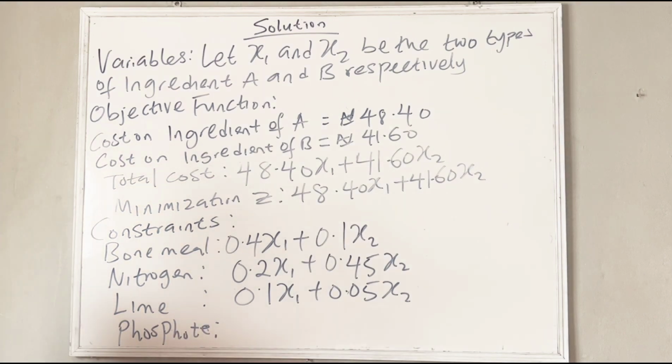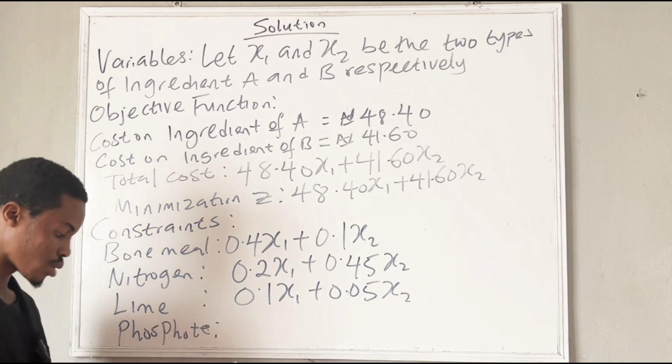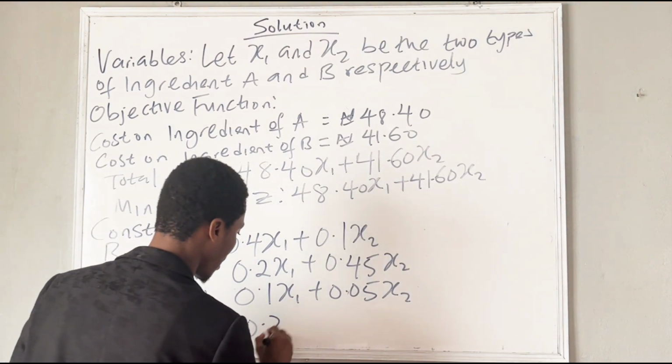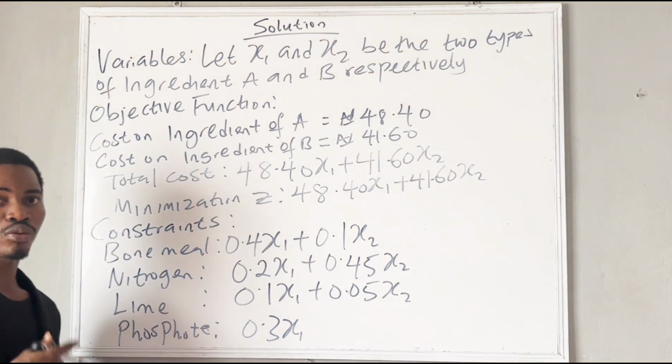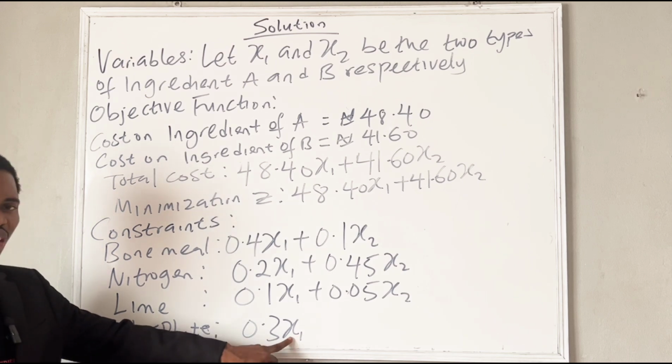So our ingredient A, how many percent of phosphate does it contain? It contains 30% phosphate. So 30 divided by what? 100. 30 divided by 100, we have 0.3 x1. It is in percentage, so we have to change it to what? Decimal. So 30 divided by 100, then we have 0.3. So our x1 is what?